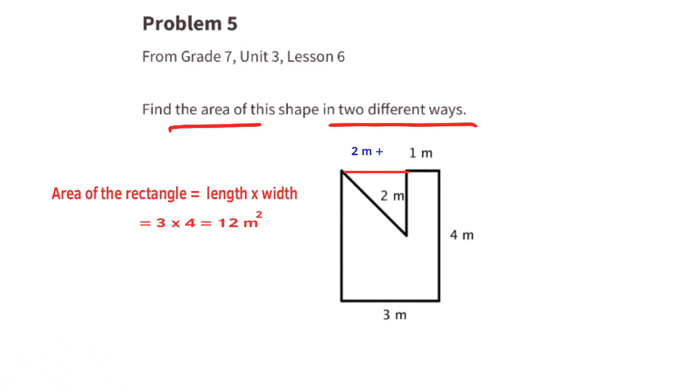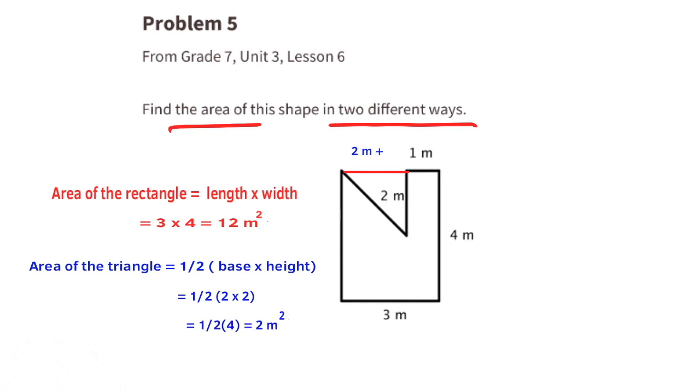Don't forget, we need to subtract the area of the little triangle. And the area of a triangle is 1/2 of the base times the height. This triangle has a base of 2 meters and a height of 2 meters. So half of 2 times 2. Since 2 times 2 is 4, half of that is 2. This triangle has an area of 2 meters squared.